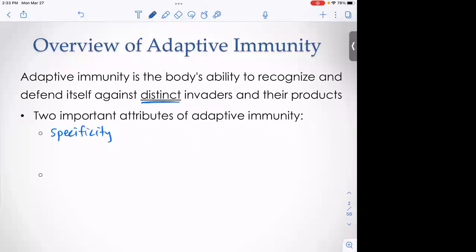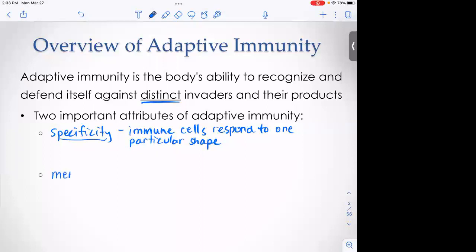Okay, so that's the ability of our, we'll just say, immune cells to respond to one particular shape. Like I said, we have receptors to recognize almost anything.